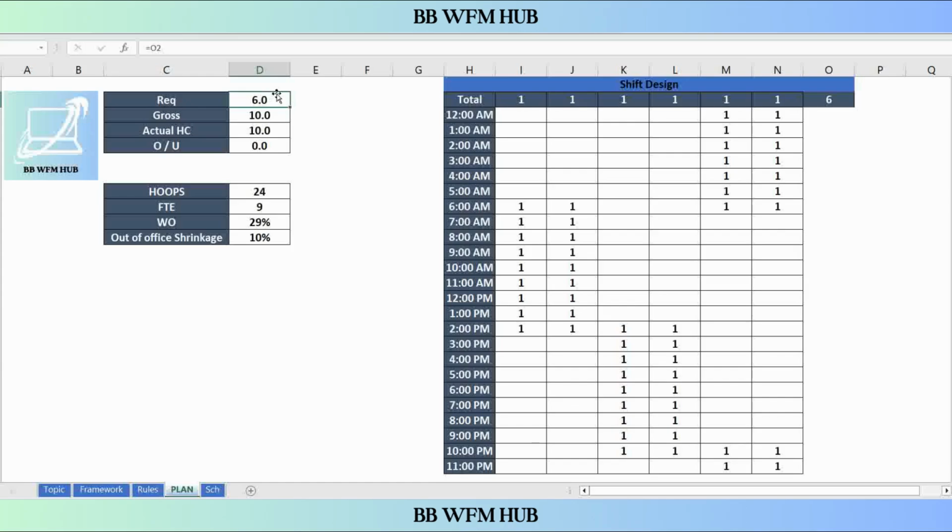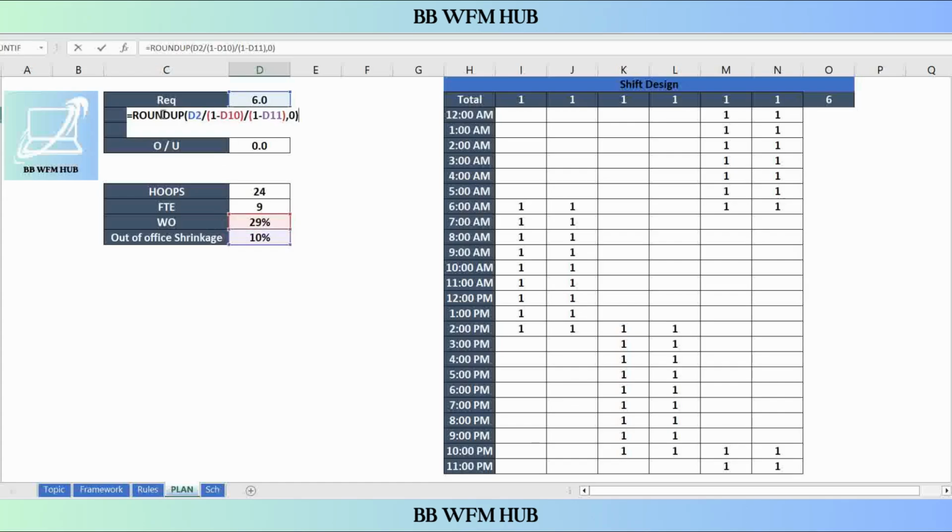And let's see how we are calculating the gross requirement from here. For the gross requirement, I will need certain things. For example, week off. Here in week off, we will have 2 week offs, 2 divided by 7, 2 week offs and 7 days in a week. So it comes to 29%. And then out of office shrinkage, here we are taking the assumption of 10% as out of office shrinkage. So to calculate the gross requirement, we are putting in the week off and the shrinkage.